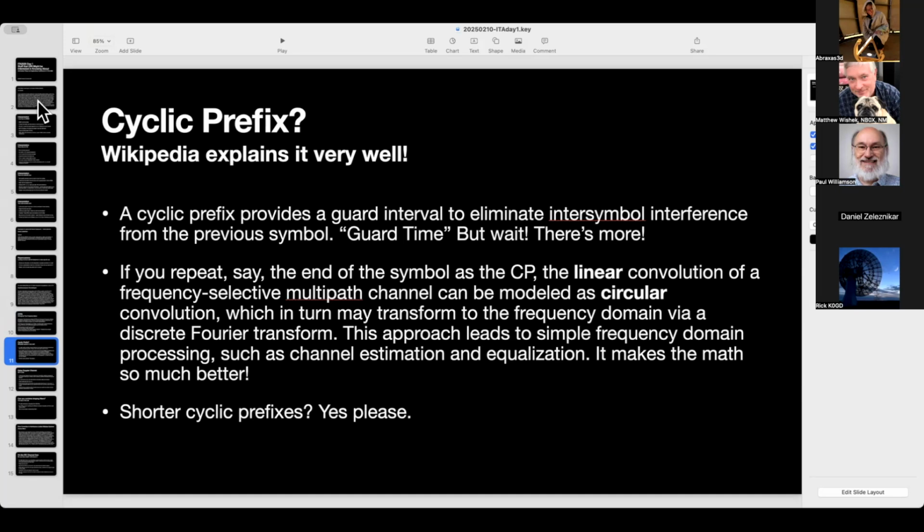If you take the end of your symbol or the beginning, doesn't matter, as the cyclic prefix, then you turn a linear convolution into a circular one. And in math, this makes everything so much easier. So your cyclic prefix is not just there to make the intersymbol interference better. Your cyclic prefix is there to do some cool math stuff. And shorter cyclic prefixes, oh yeah, that's actually a big win.